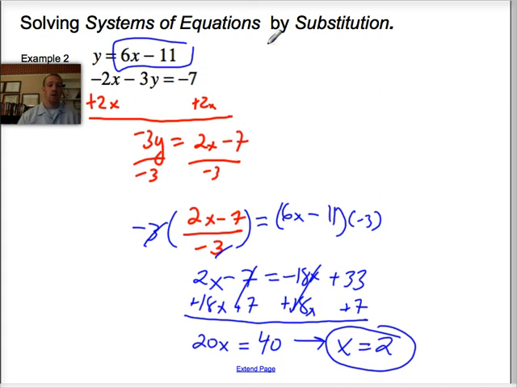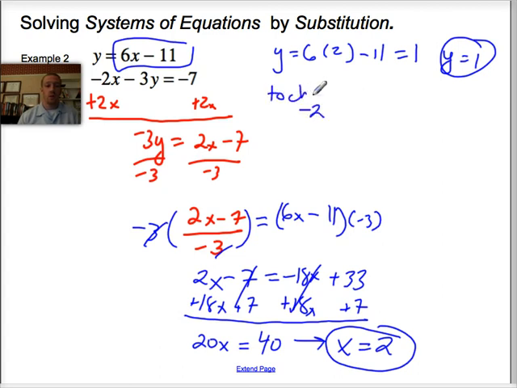Now that we have x, we're going to plug that back into our original equation. So we have y equals 6 times 2 minus 11, which equals 1. And just to double check, we'll make sure it works when we plug our values into the other one. So negative 2 times our x, which is 2, minus 3 times our y, which is 1, should equal negative 7. I put a question mark here when I'm testing something to remind myself that I don't know if it's equal. I'm seeing if it is.